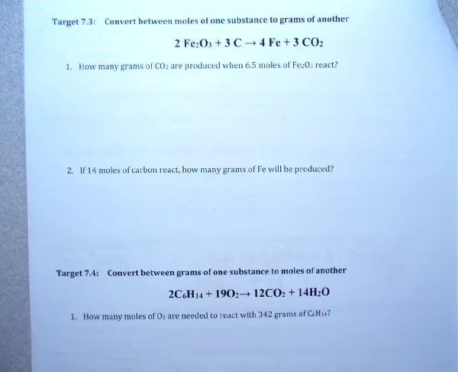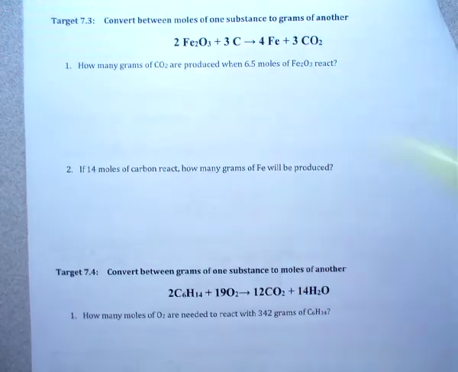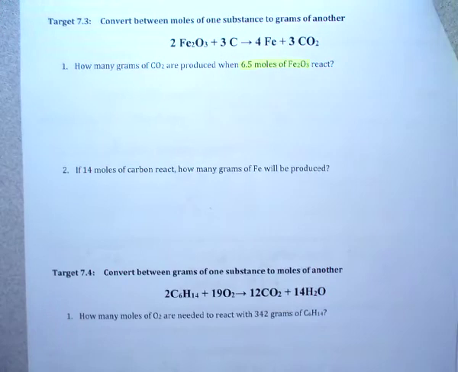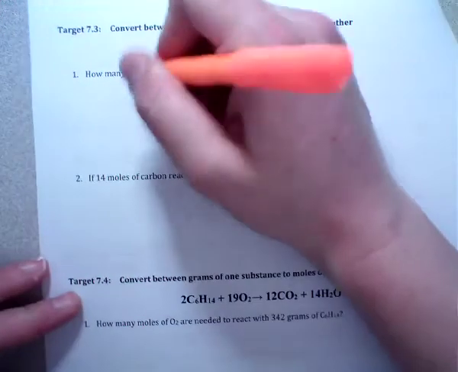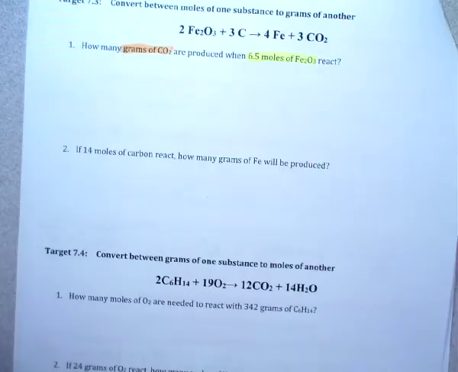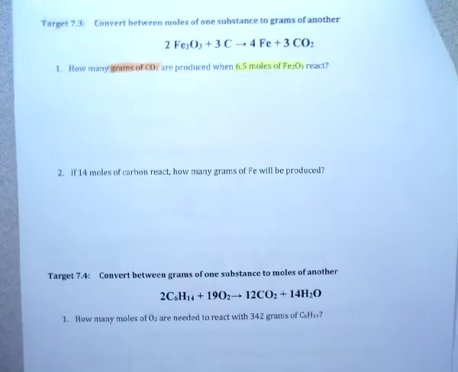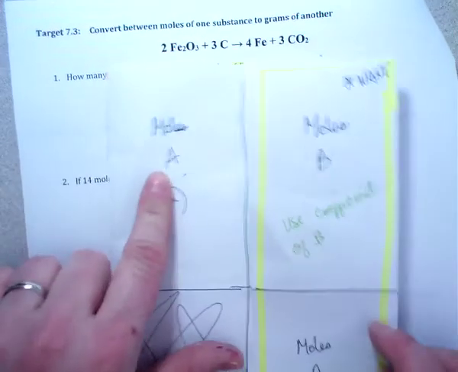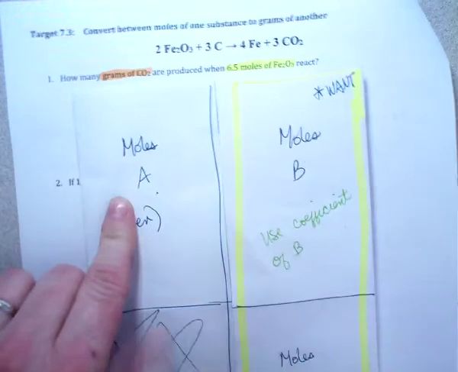Target 7.3 asks you to convert between moles of one substance to grams of another. Your strategy is still going to be the same. You're going to highlight what was given, 6.5 moles of Fe2O3. And you're going to highlight what I'm asking for. So in this case, I'm asking you for grams of CO2. If you're using your foldable book, we started with moles of A, and I'm asking you to find grams.